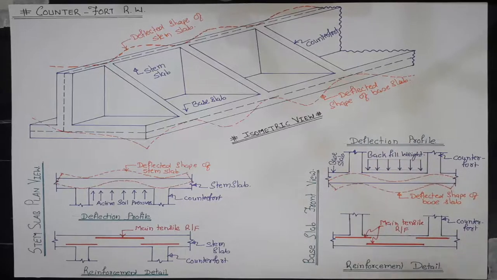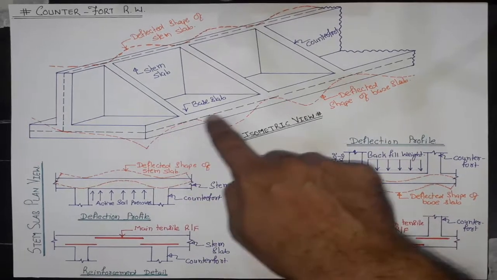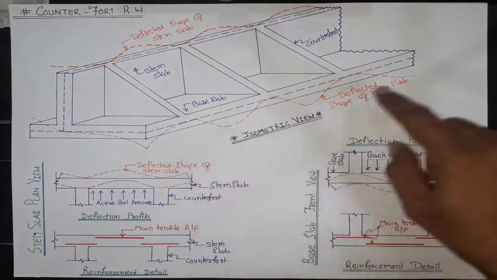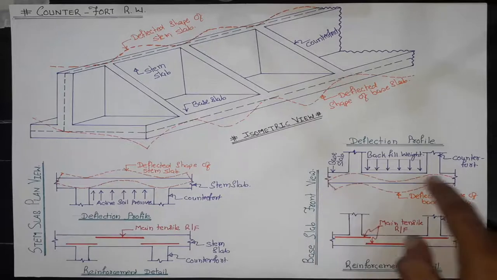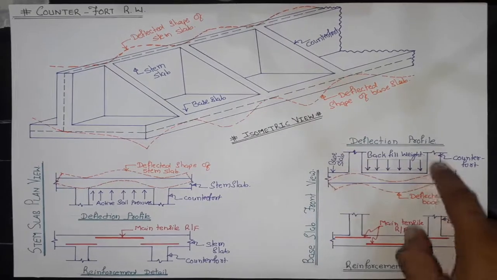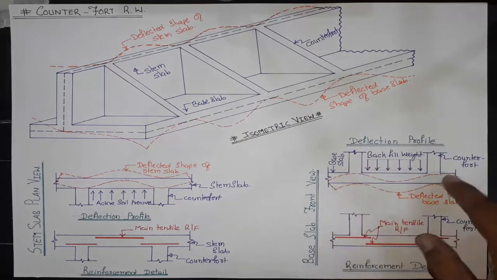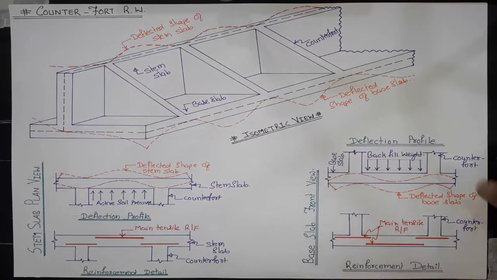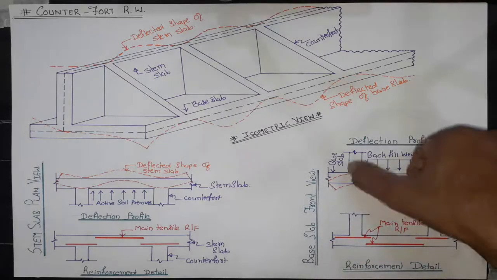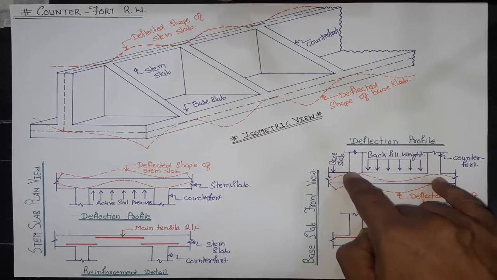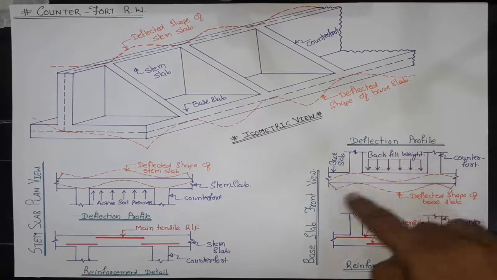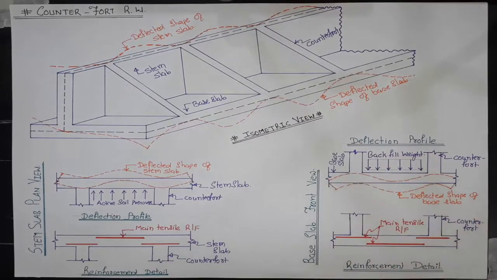This is the elevational view or the front view of the base slab. We are looking at the counterfort from this face, that's the front face. This is the base slab, these are the two counterforts. This is the deflection profile. Here the base slab is tied at the counterfort, hence deflection will be zero at these points. Due to the backfill weight, the deflection profile will be like this.